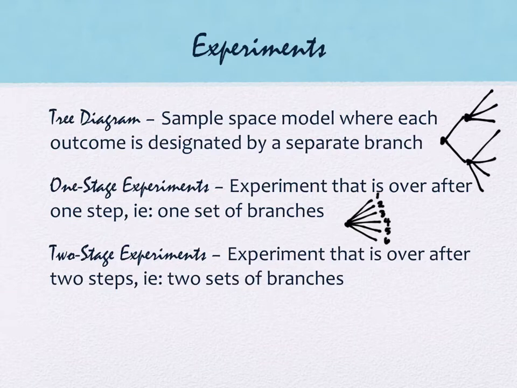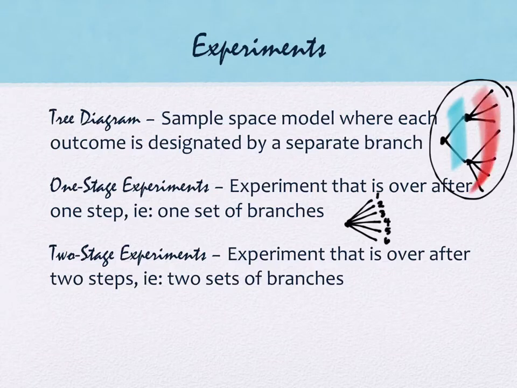A two-stage experiment, which is where we'll do most of our work, is an experiment that is over after 2 steps. Ours will usually be 2 or 3. There are a couple of places where you might have sets of 4, but usually 2 or 3. And you'll have 2 sets of branches. So the picture that I drew up here would be an example of a two-stage experiment. The first stage is the first set of branches coming off the first node, and the second stage is the second set of branches coming off the second nodes, both of them.